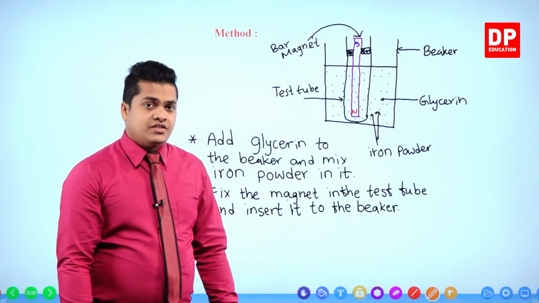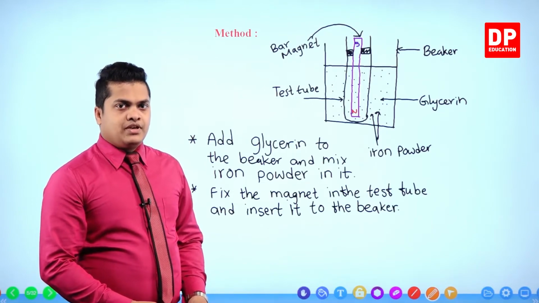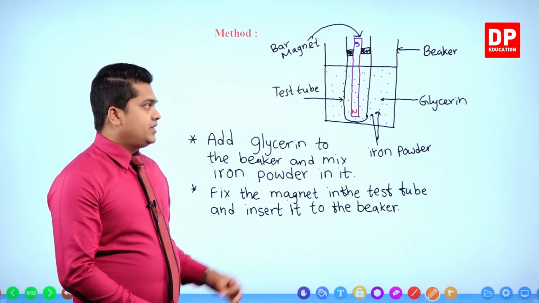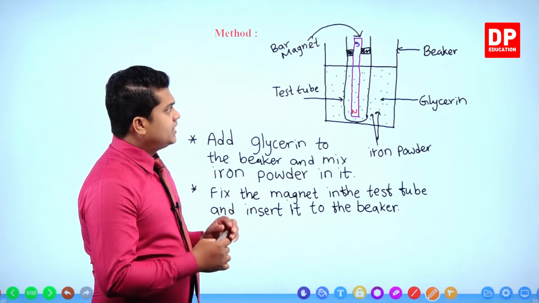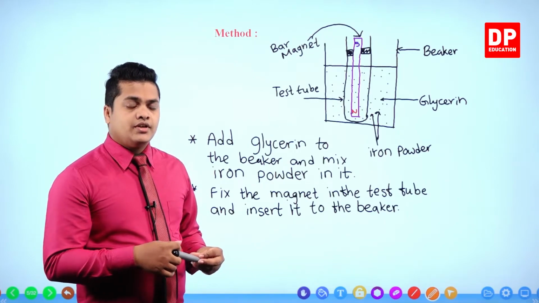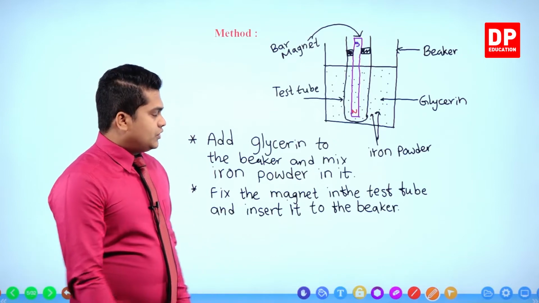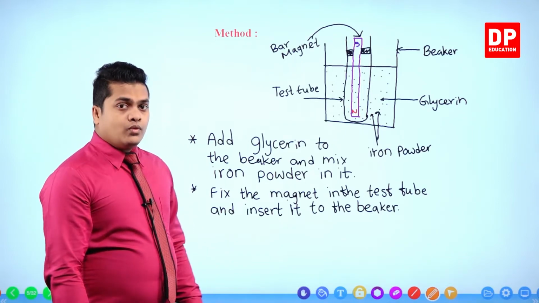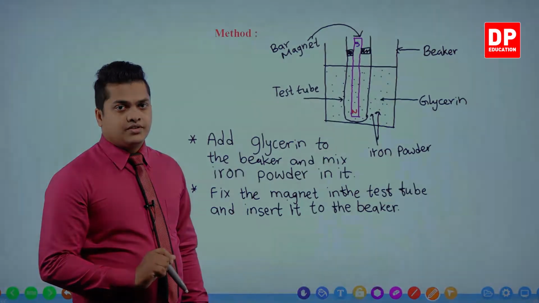So this is the way of doing our experiment. It's a really simple experiment. You take the glycerin and you put that glycerin into the beaker. Then after that you insert the test tube by inserting the magnet into the test tube like in the figure, right? Okay, so now we'll go to the lab and see how to conduct the experiment.